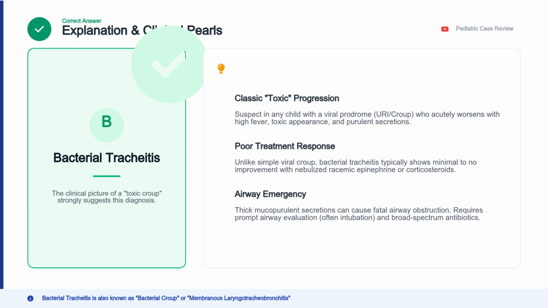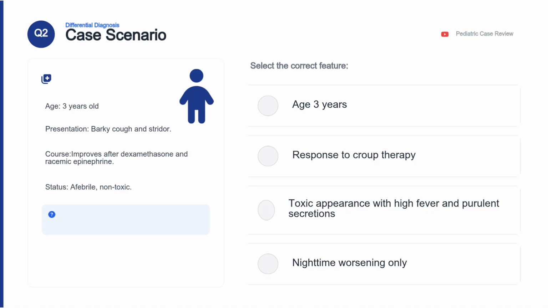This case demonstrates classic features of bacterial tracheitis following a viral upper respiratory infection. The key distinguishing features include the toxic appearance, high fever, copious purulent secretions, and most importantly, the poor response to standard croup therapies including steroids and racemic epinephrine. Bacterial tracheitis often follows a biphasic course, initial viral symptoms followed by acute bacterial superinfection. This child requires immediate attention to airway management and prompt initiation of broad-spectrum intravenous antibiotics covering Staphylococcus aureus and other common pathogens.